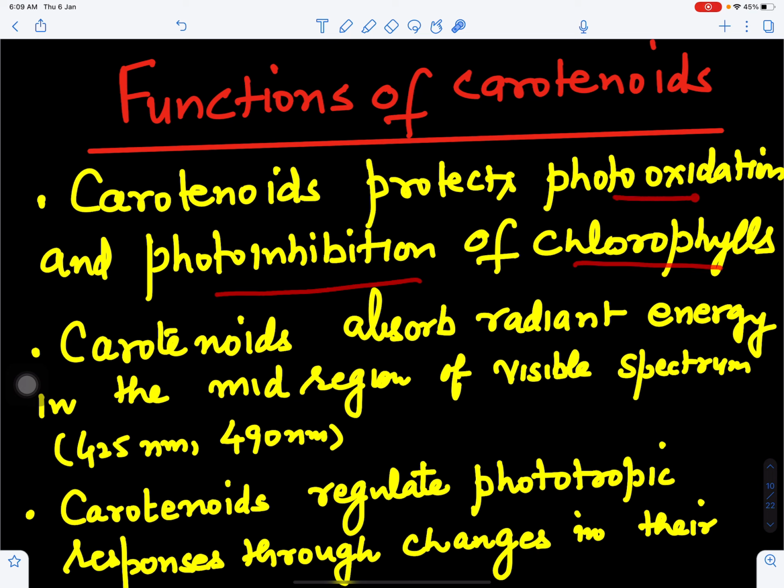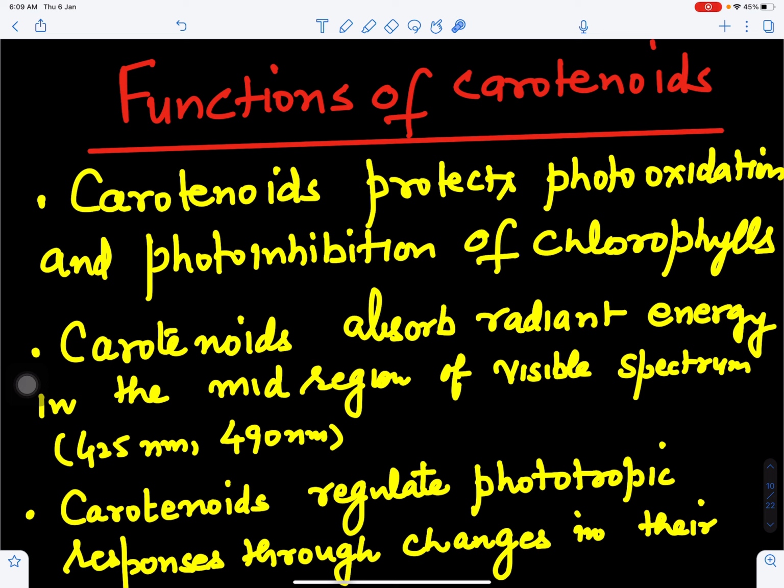Now, what is photooxidation? When chlorophylls are exposed to oxygen or intense light, they may get destroyed, right? So carotenoids help in prevention of photooxidation as well as photoinhibition, meaning light inhibition, of chlorophylls. Carotenoids help in guarding, we can say, chlorophylls.